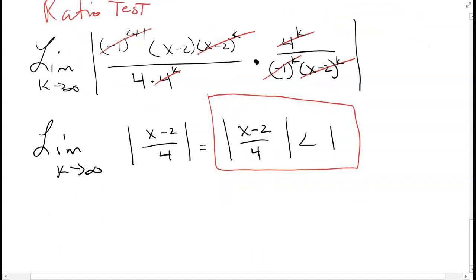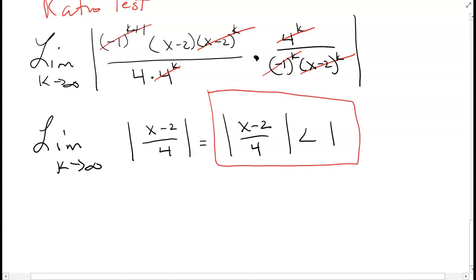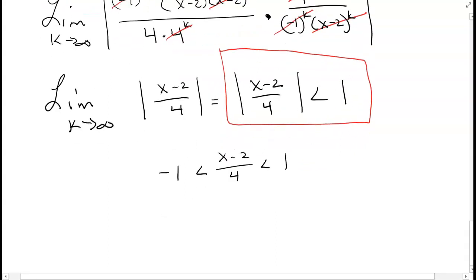So we have to go back to some simple algebra here and determine what x values are going to make that absolute value less than 1. Well, if you recall back in algebra, that means x minus 2 over 4 is less than 1 and greater than negative 1. That's how you work with an inequality and an absolute value with a less than. So we can work that inequality out. We get negative 4 less than x minus 2 less than 4. Add 2 to everything. We get negative 2 and 6.